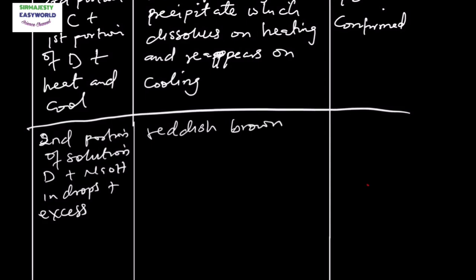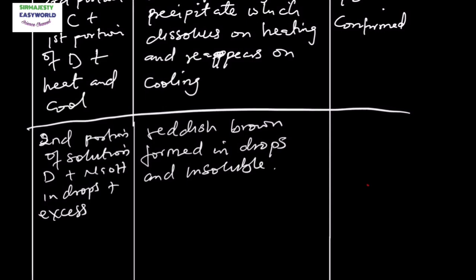Though the iron 3 chloride is already brown, you see a precipitate, an insoluble particle, which is also reddish brown. Reddish brown precipitate formed in drops and insoluble in excess. So what do you write? Iron 3 ion present.